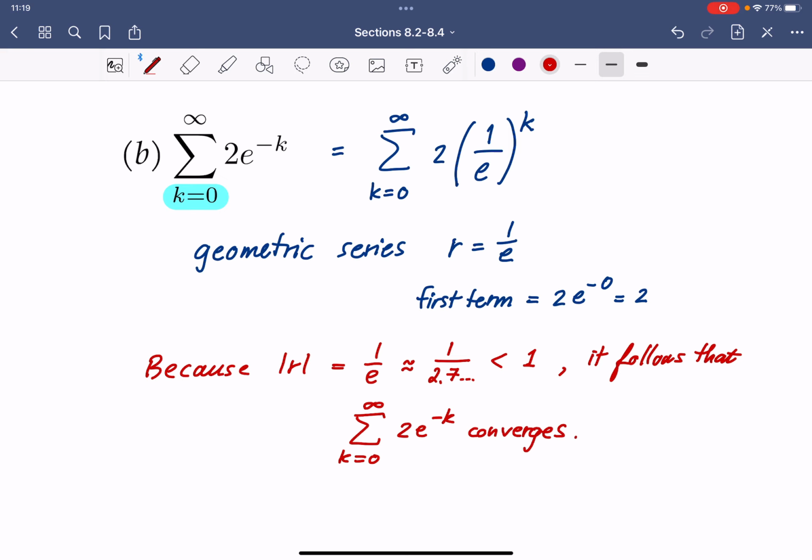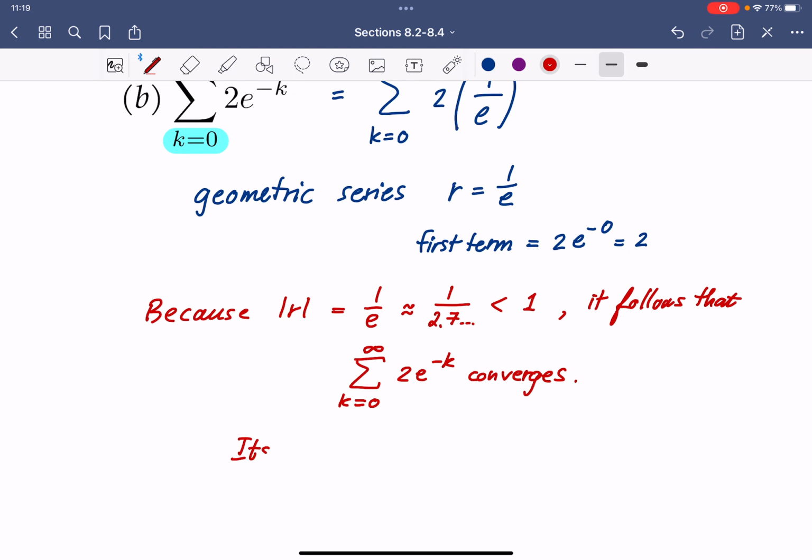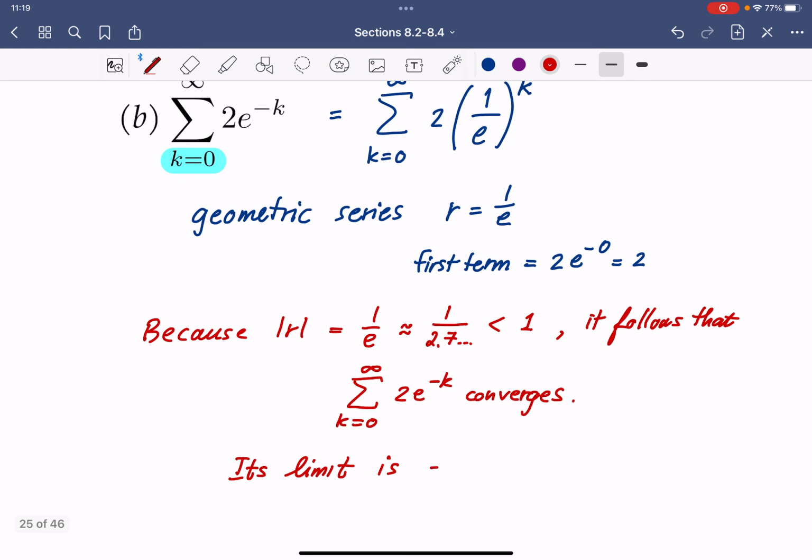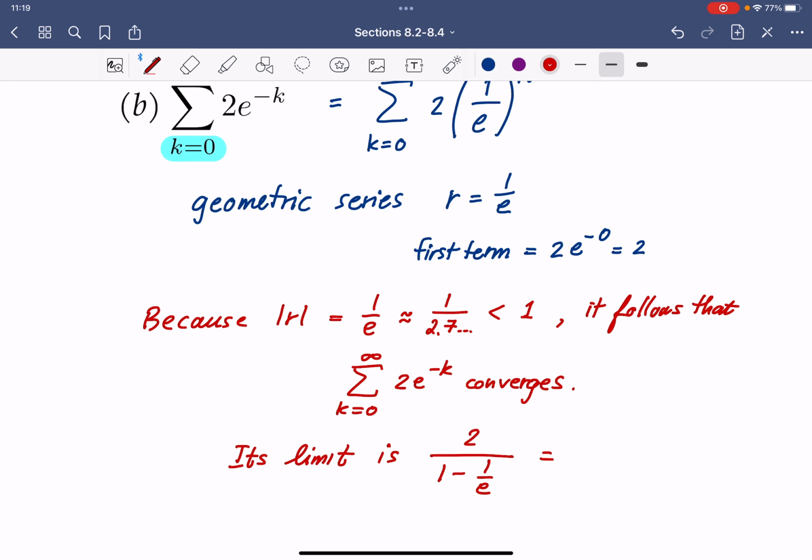Okay, and if you want to find its limit, the top part is going to be the first term, which is 2, right? The bottom part is going to be 1 minus the common ratio 1 over e, and that answer is 2e over e minus 1. If you don't know how to simplify, leave it there, so you still get full credit in my class. If you simplify it wrong, you lose your point.